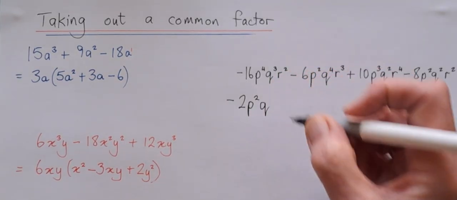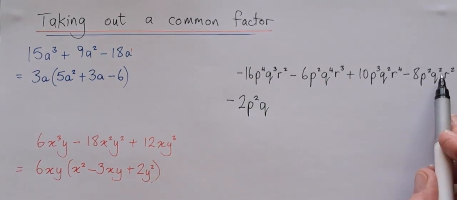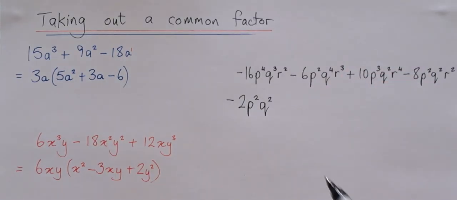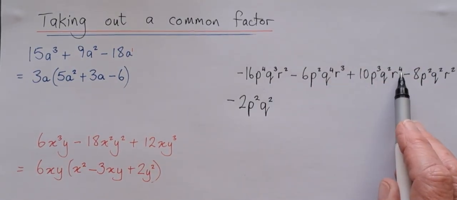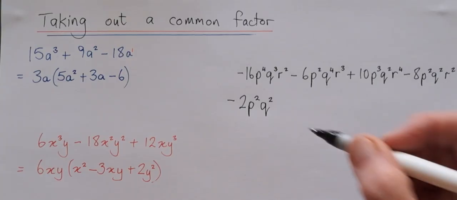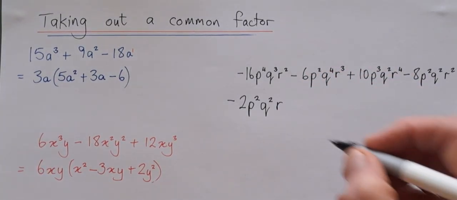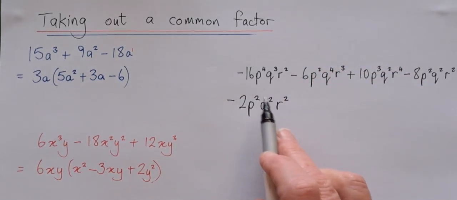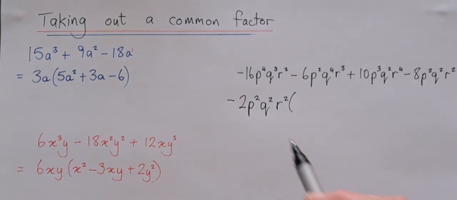My q powers, I've got q cubed, q to the 4th, q squared, and q squared. So I'm going to take out q squared. I have r squared, r cubed, r to the power of 4, and r squared. So with a base of r, my lowest exponent is 2. Once I've decided what the factors are that I'm taking out, I open my bracket.